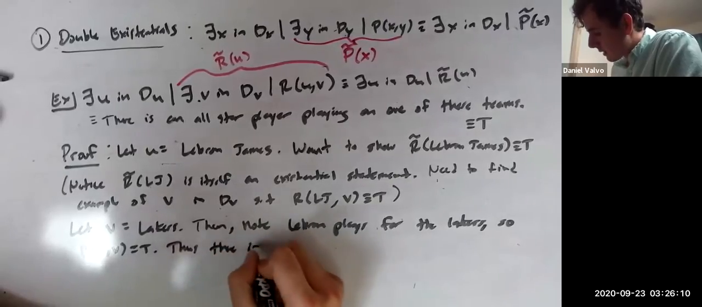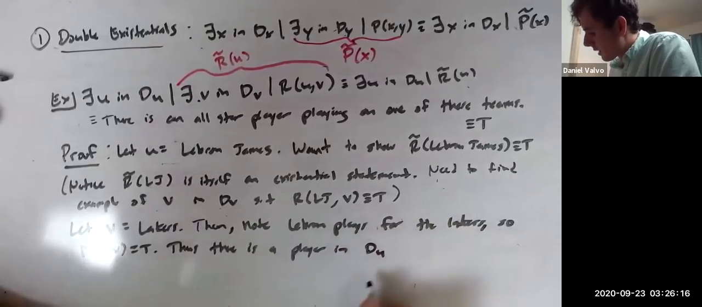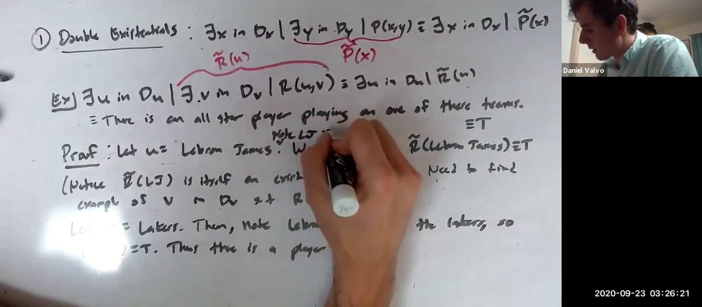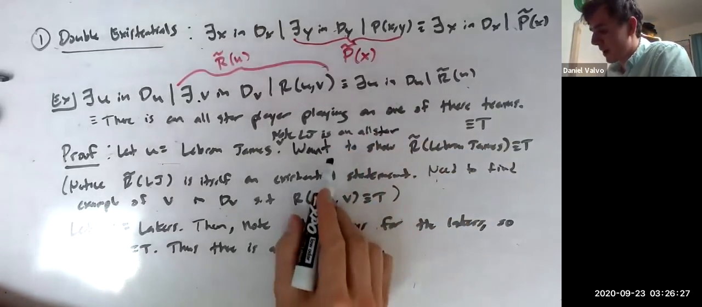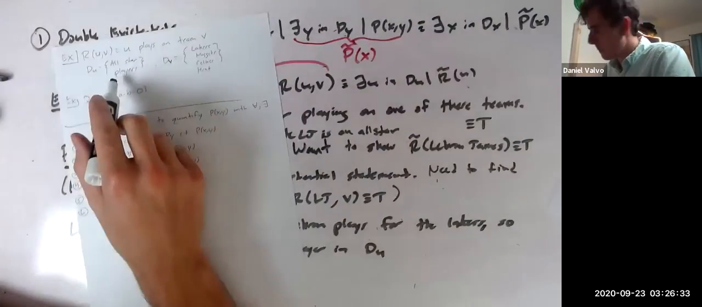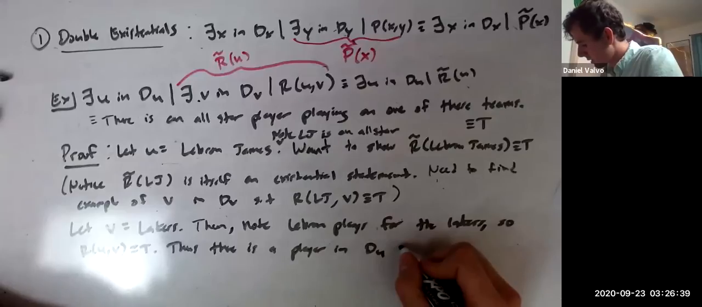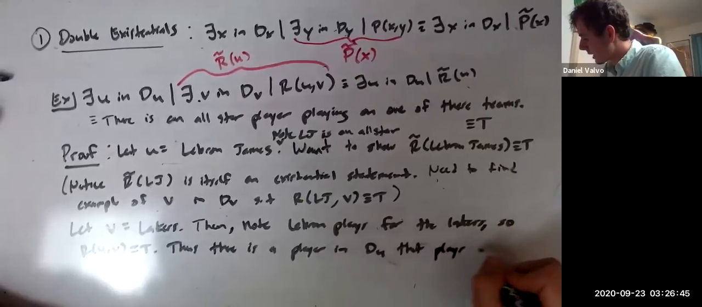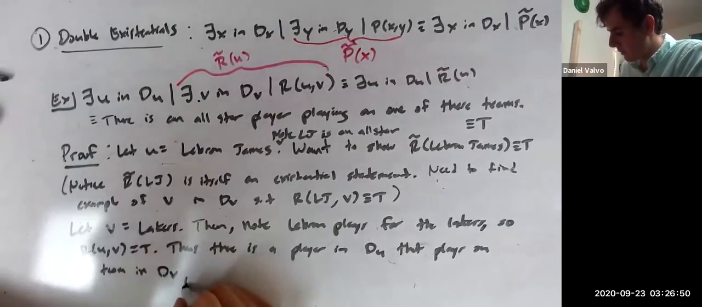Thus, there is a player. Oh, here we should note LeBron James is an all-star. That's important, right? Because our U had to come from DU. And remember, DU is all-star players. So, thus there's a player in DU that plays on a team in DV. Done.